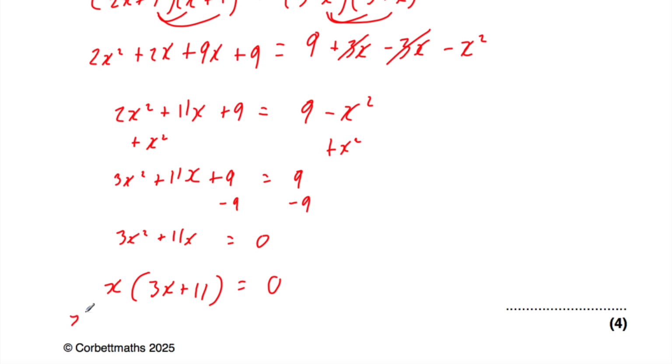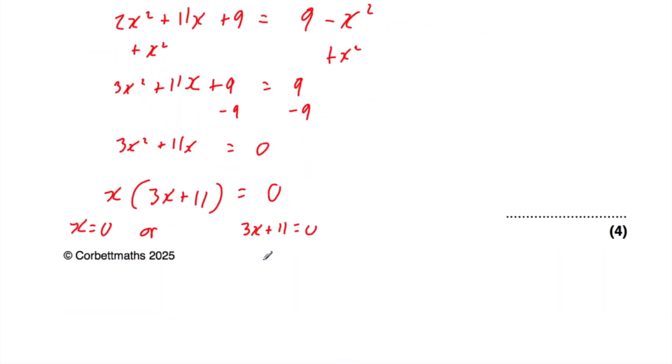So that means that either x equals 0 or this bracket equals 0. So you write 3x plus 11 equals 0. Let's take away 11 from both sides to get 3x equals minus 11, and then divide by 3 to get x equals minus 11 thirds. And that's it. So either x equals 0 or x equals minus 11 thirds.